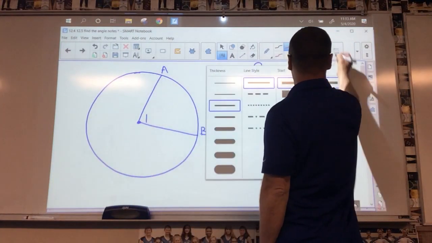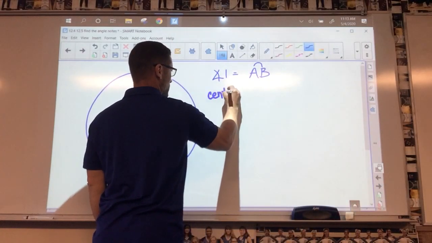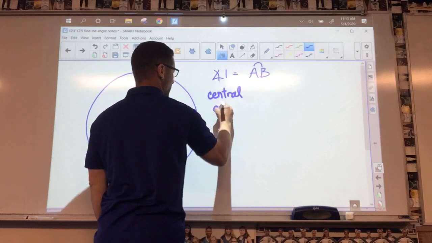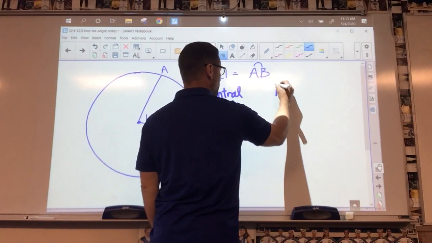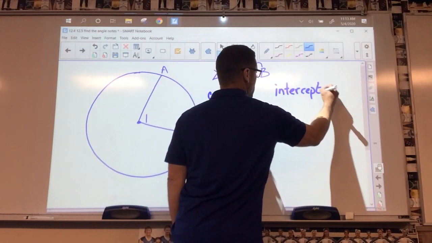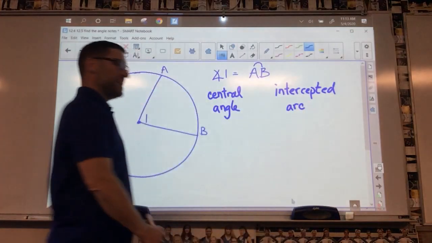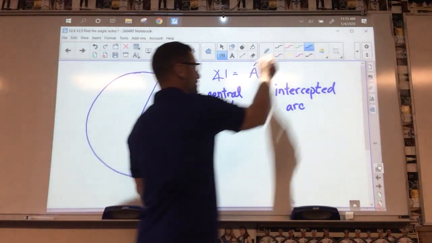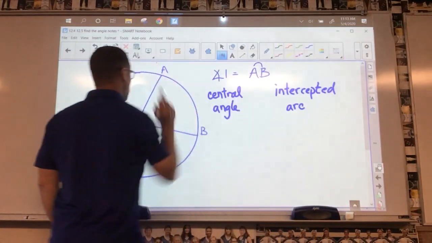This is called a central angle. And this is called the intercepted arc. In this case, our intercepted arc is a minor arc because it's less than 180 degrees. I could label it with 2.